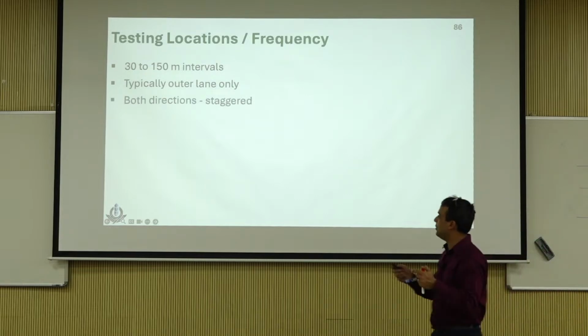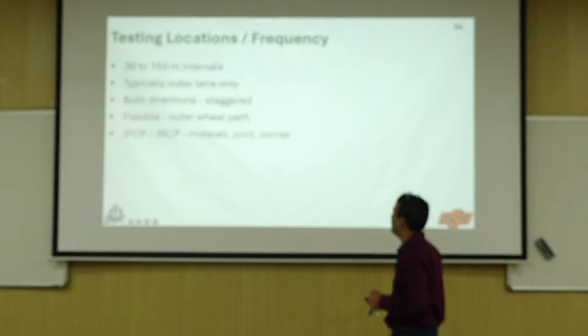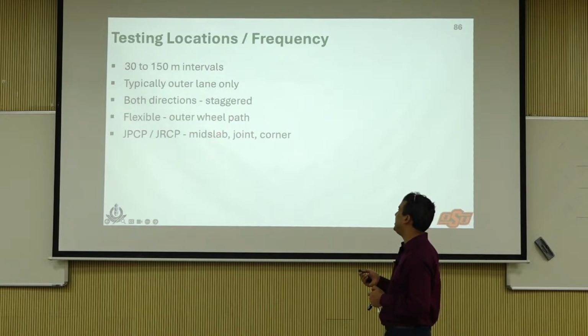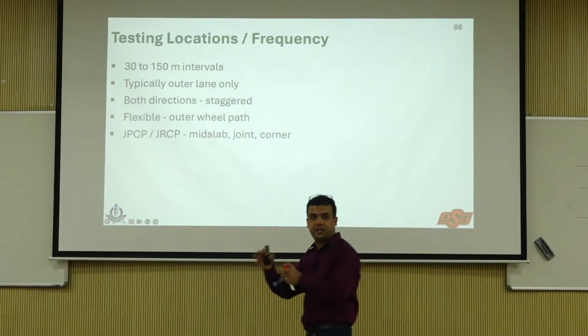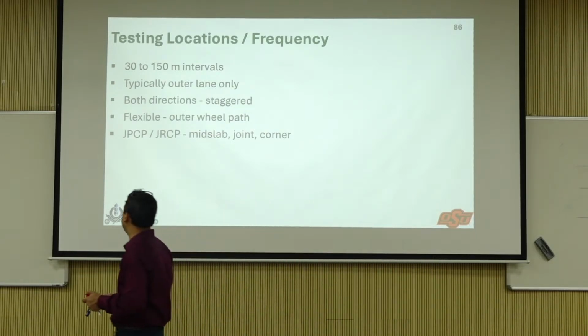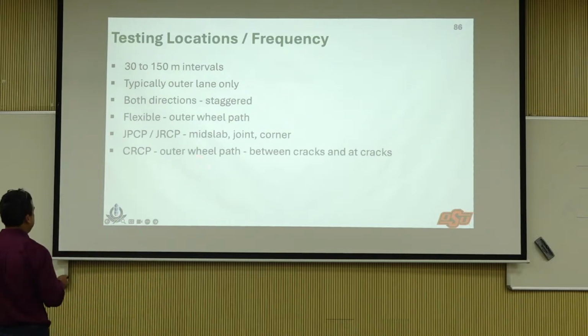Both directions you have to have staggered. Flexible, outer wheel path. JPCP, JRCP, mid slab, joint, corner, because the deflection patterns are different. You have to choose where you test. CRCP, it's basically outer wheel path.